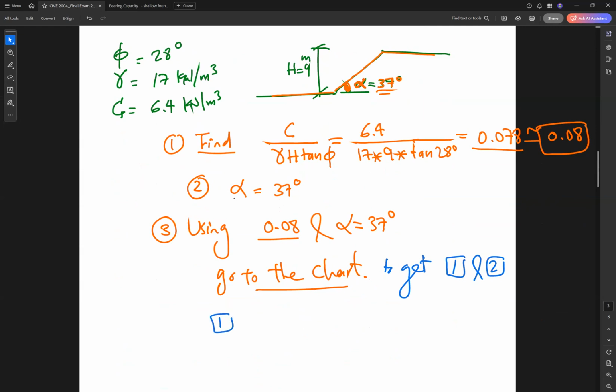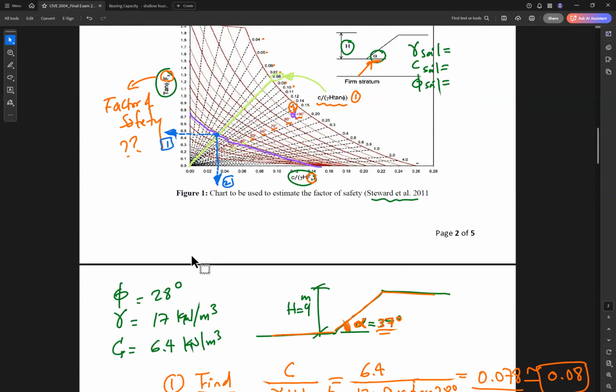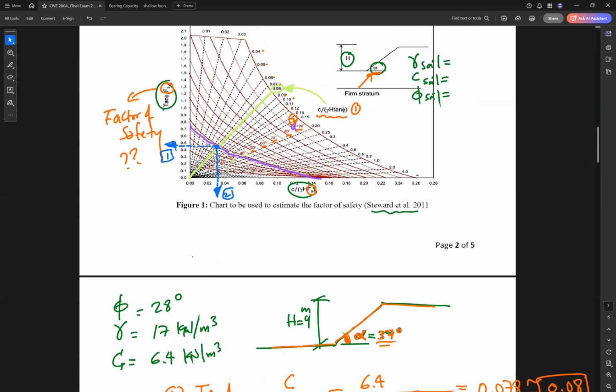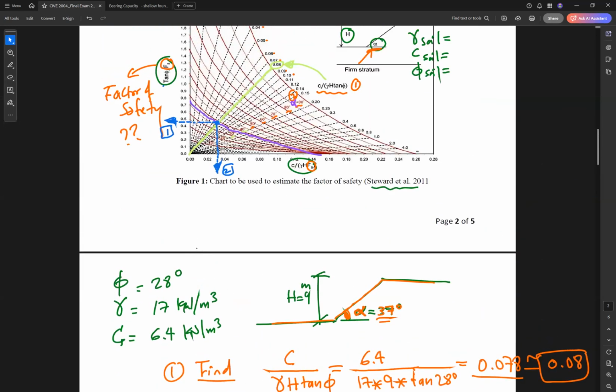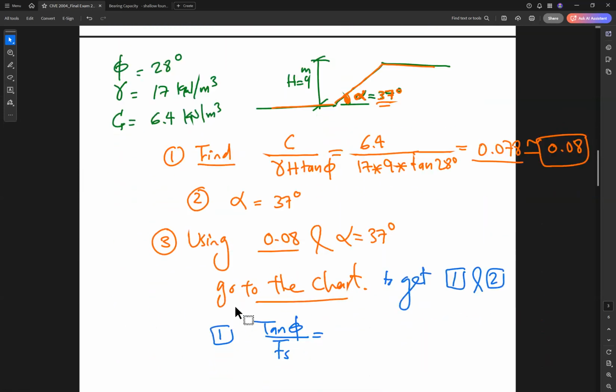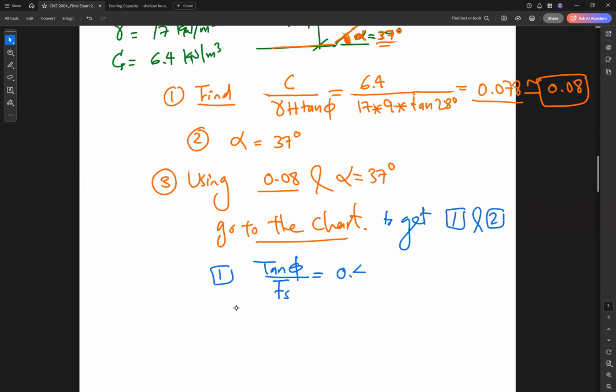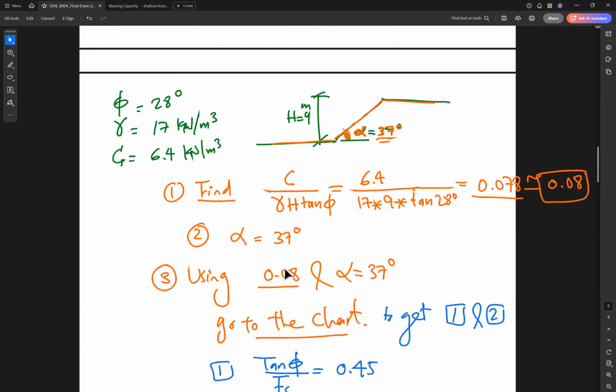For value 1, how much is value 1? Yep, so this is value 1. So tan phi over Fs equals the value we got. How much is this value? It is between 0.4 and 0.5. If you want to get it accurate, you can measure from the scale, or almost we can take it as 0.45.